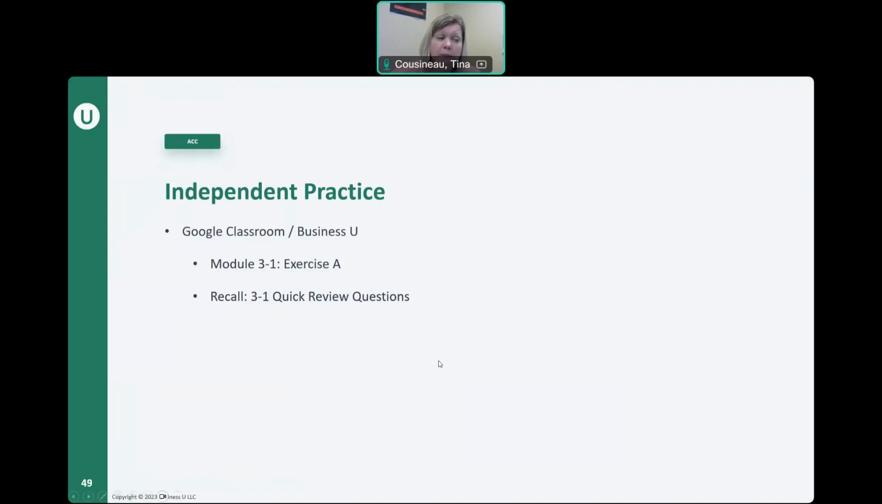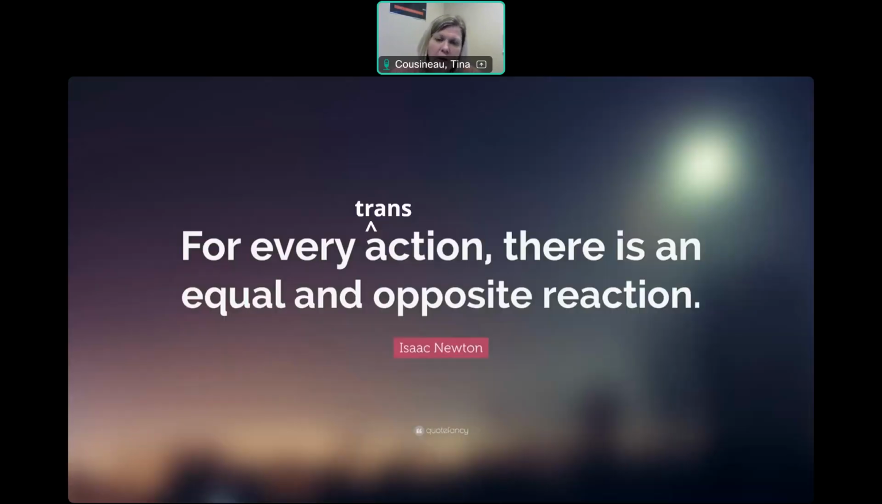All right, so as I promised, I would come back to the whole Newton's third law of motion. If we take a look at Newton's third law of motion, it's for every action, there's an equal and opposite reaction. But I like to say for every transaction, there's an equal and opposite reaction.